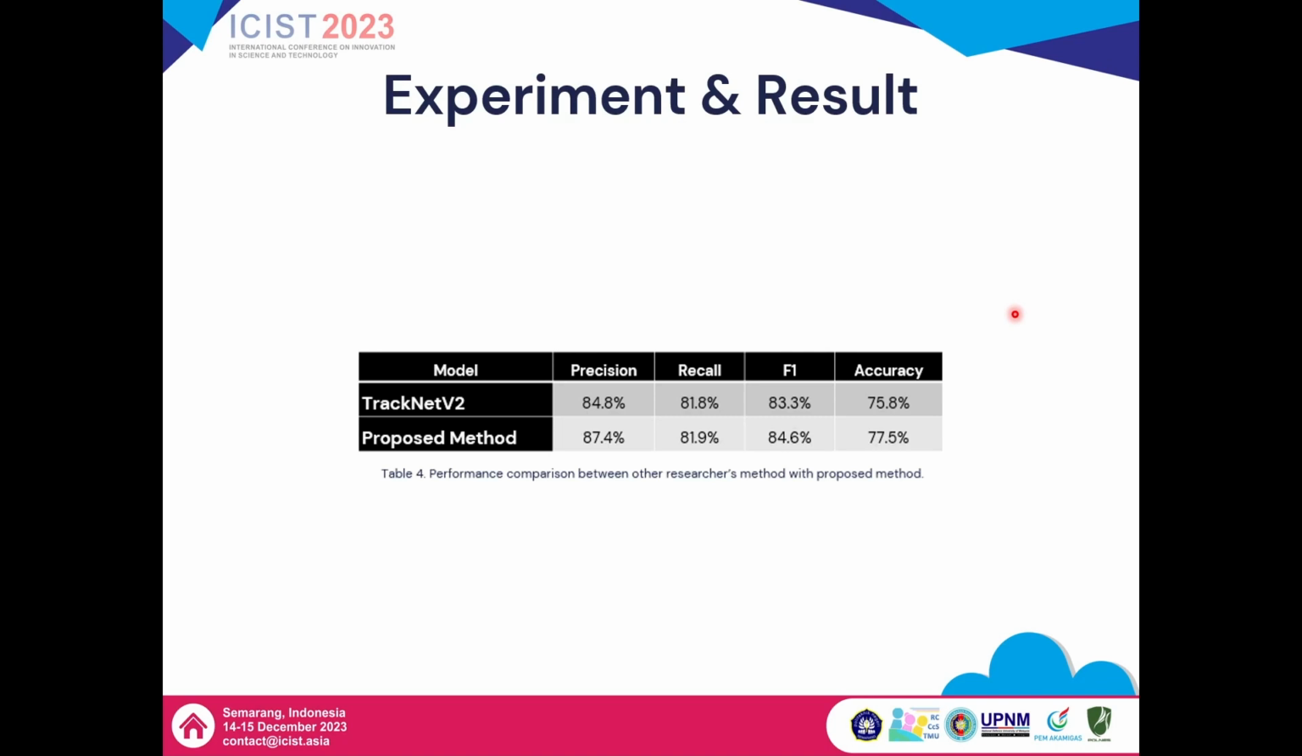This is the final result of our proposed shuttlecock detection method. You can see the TrackNet V2 result and our proposed method result. In precision, recall, F1, and accuracy, our method has better results than TrackNet V2.